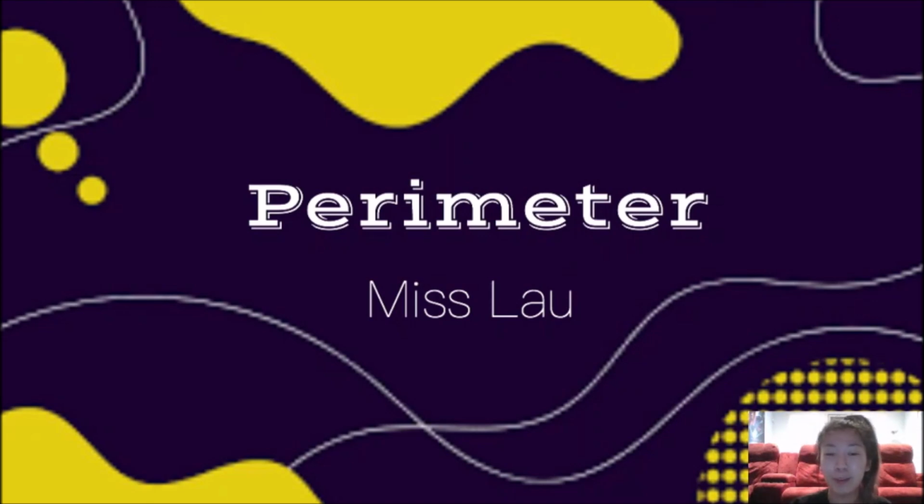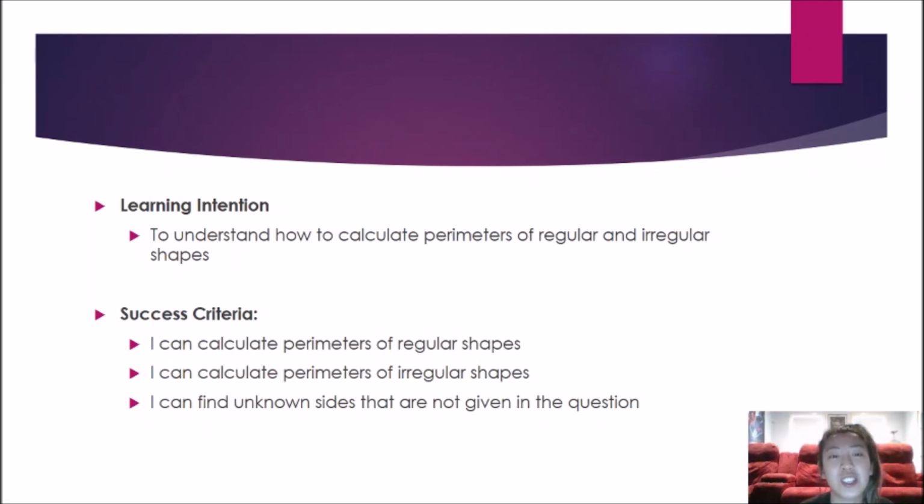So today's learning intention is to understand how to calculate the perimeter of regular and irregular shapes. To do that, your success criteria is to complete one or more of these: calculate the perimeter of regular shapes, calculate the perimeter of irregular shapes, or find unknown sides that are not given in the question to help you solve the perimeter of shapes. Regular shapes are squares, rectangles, triangles, and irregular would be weird shapes, which we'll go into later.